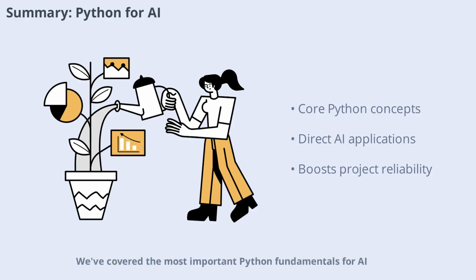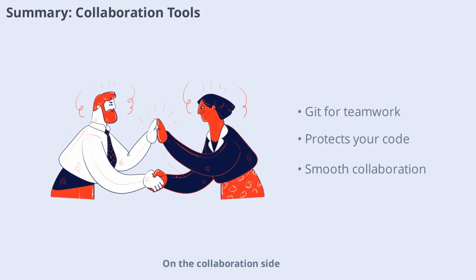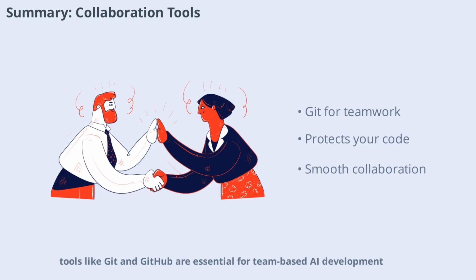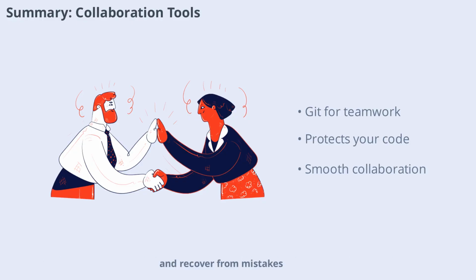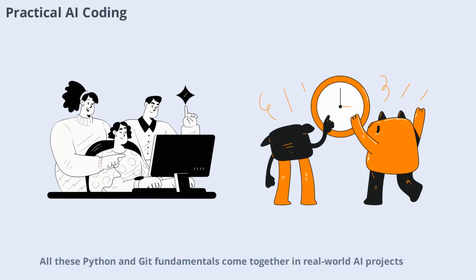We've covered the most important Python fundamentals for AI, from understanding object identity and string immutability to mastering loops, data structures, and error handling. Each concept is not just theory but directly impacts the efficiency, reliability, and scalability of your AI projects. On the collaboration side, tools like Git and GitHub are essential for team-based AI development. Understanding fetch, pull, merge conflicts, gitignore, and reset commands helps you work smoothly with others, protect your code, and recover from mistakes.